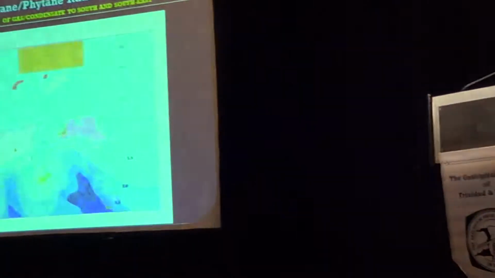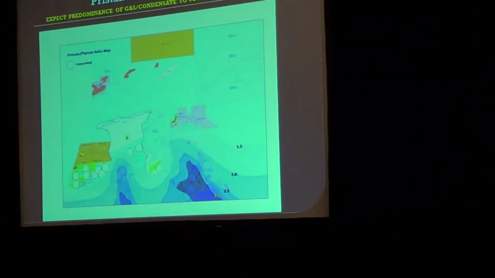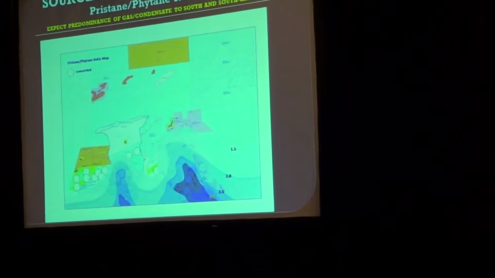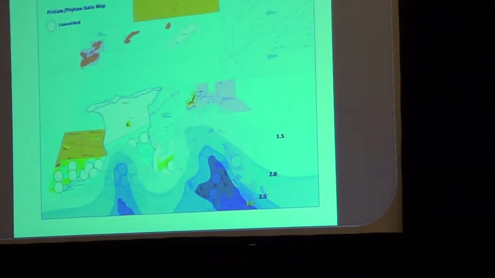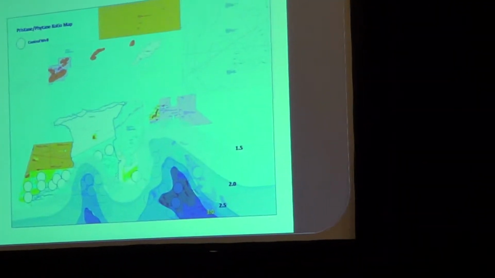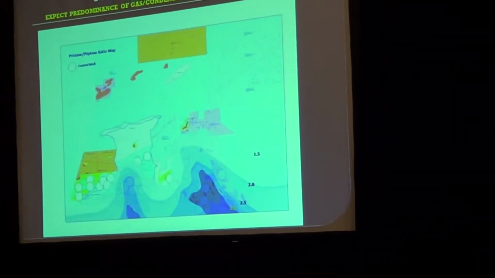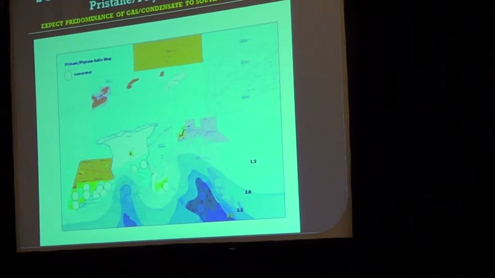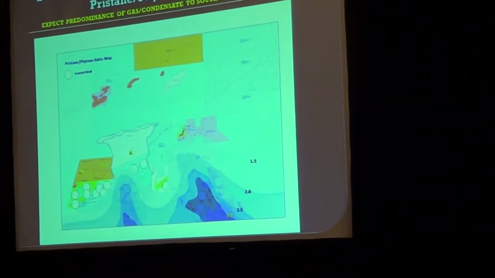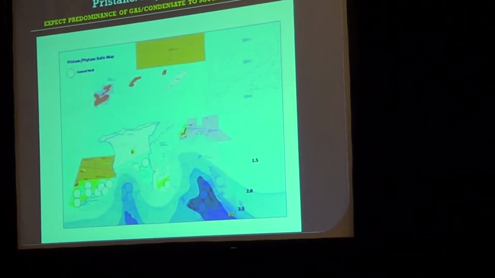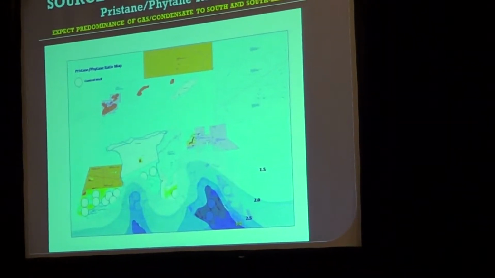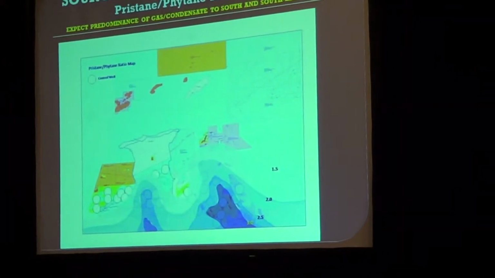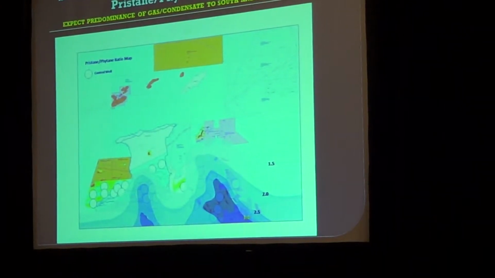This one, for instance, is a map which shows the pristane phytane ratio of the source rock, and basically what it indicates is that the dark blue has high pristane phytane ratios, indicating high terrestrial input, and that is basically the explanation for why there's a predominance of gas and condensate in the southeast coast marine area and in the central area onshore South Trinidad.